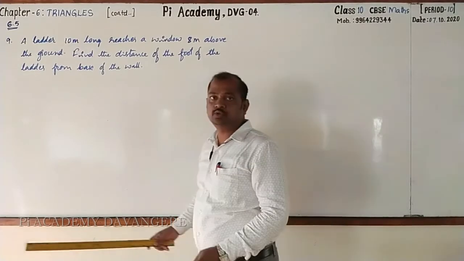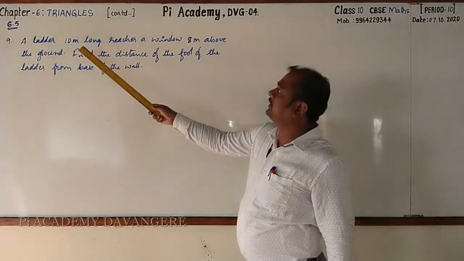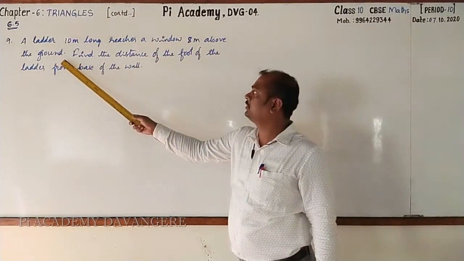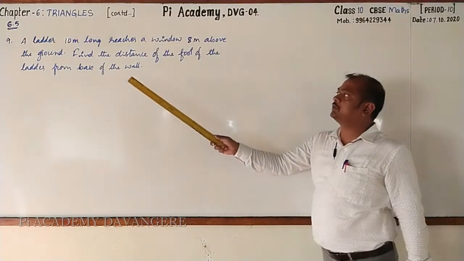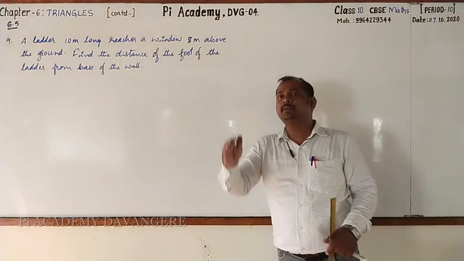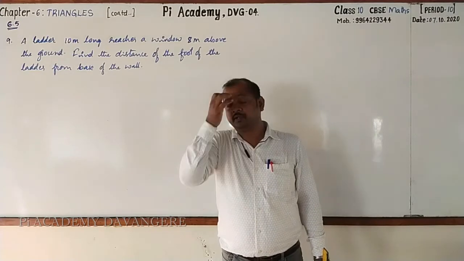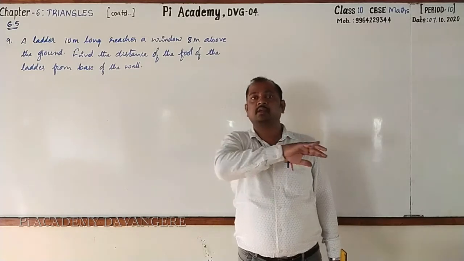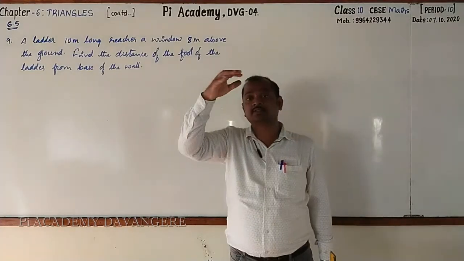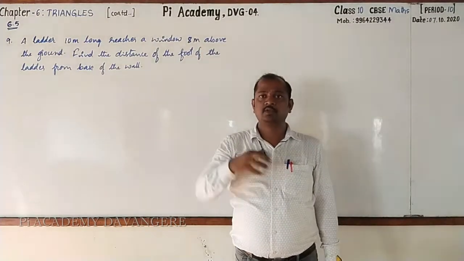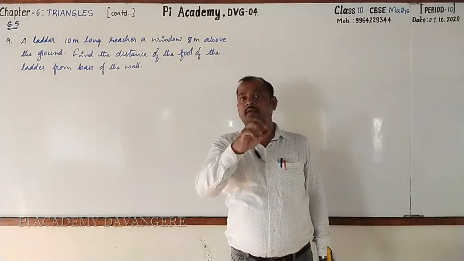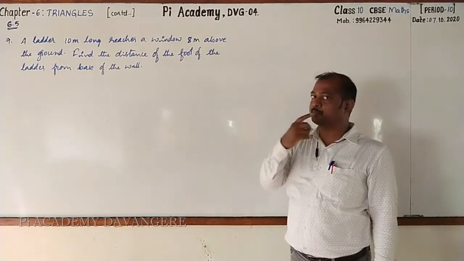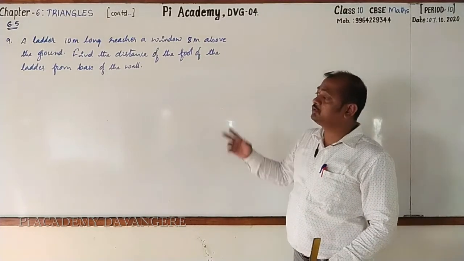Dear students, go through this ninth one. A ladder 10 meter long reaches a window 8 meter above the ground. Find the distance of the foot of the ladder from the base of the wall. Obviously, is it not simple? Definitely. We know that the wall is perpendicular to the ground. Then the ladder is placed against the wall, that is in slant position. So this whole situation together forms a right triangle. We can go for using Pythagoras theorem. We have already solved this type of problem, right? Then can you guess the answer?